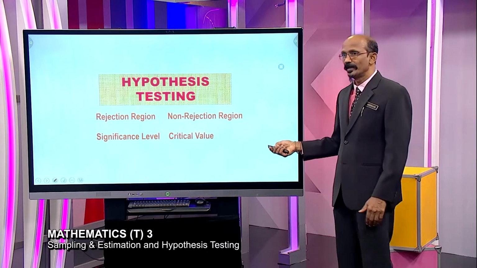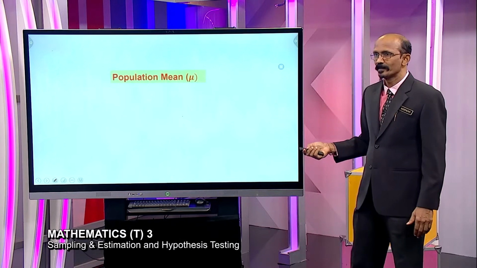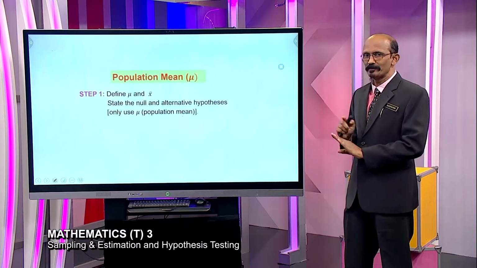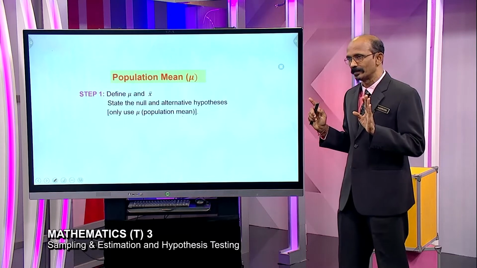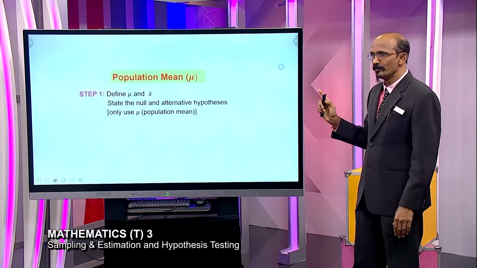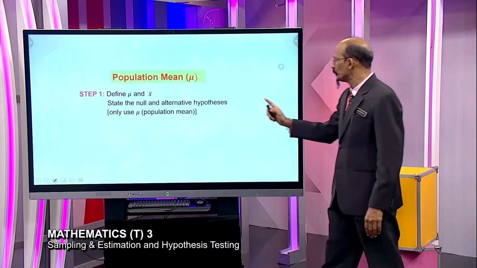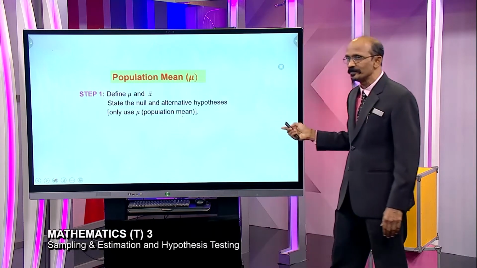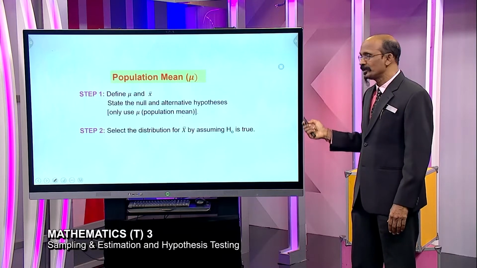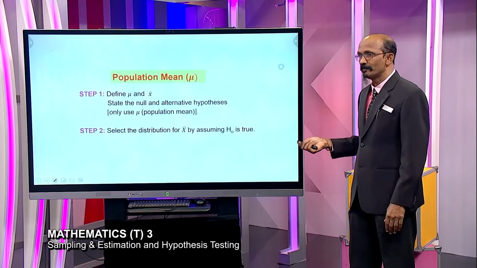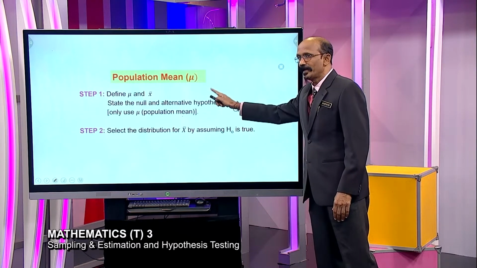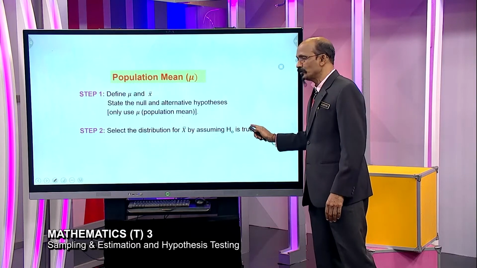Next is population mean. How to test population mean? Very easy, 6 steps. Whenever you come across any test, remember the 6 steps. First, you define your mu or sigma, where you need to state your null and alternative hypothesis. In step 2, select the distribution by assuming H0 is true. This is our H0 and H1, but here we assume H0 to be true.